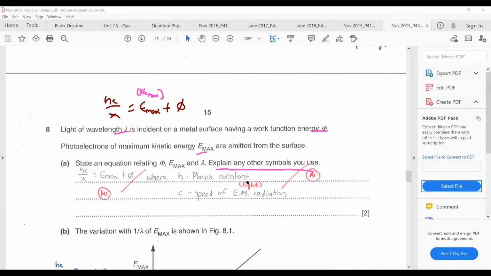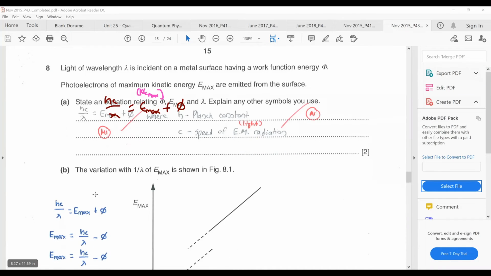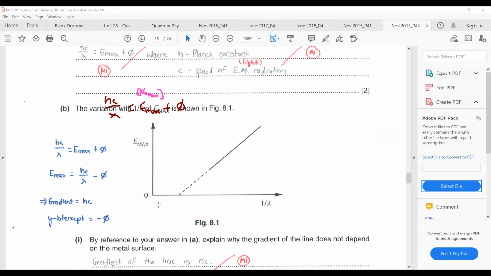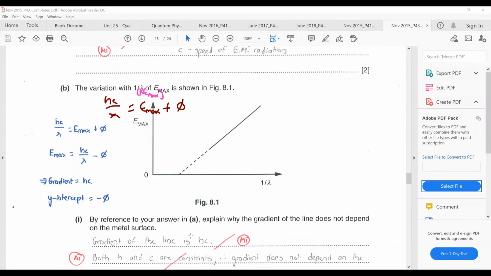Okay, so this part is fine. Okay, then if you're okay with that, we go on to your next one. Now, the variation of 1 over lambda of Emax is as shown, by reference to your answer in 1. Explain why the gradient of the line does not depend on the metal surface.